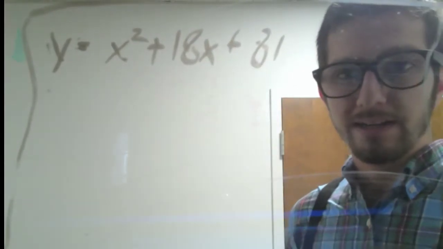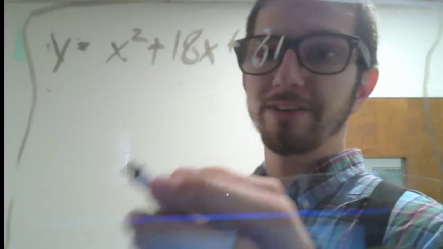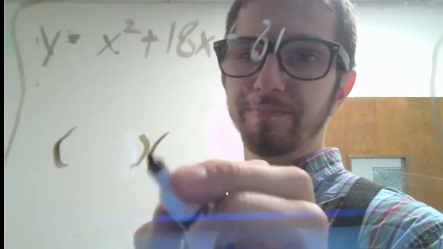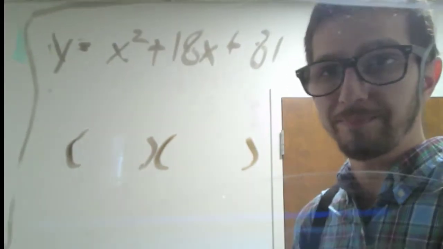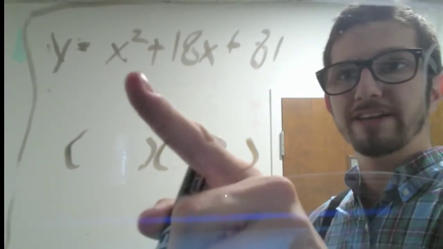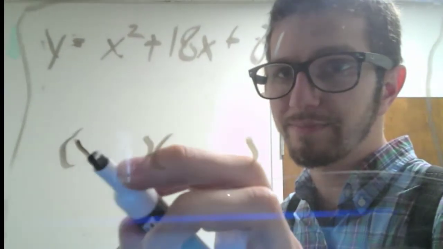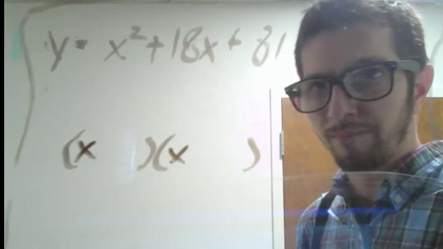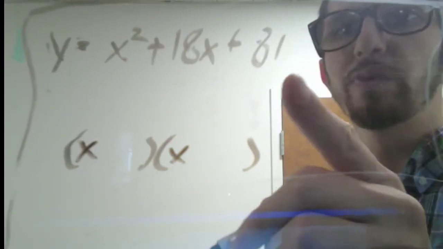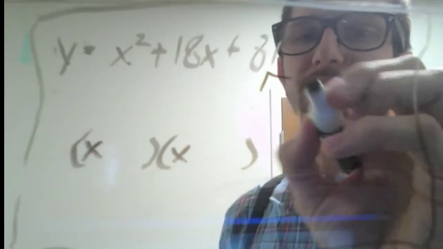So, I'm going to do what I did last time and say, all right, I know my answer is going to have this. There will be 4 numbers in there. What times what gives me x squared? Well, I know it's going to be x times x, so I can go ahead and write that. Now, we say, all right, what times what gives me 81?